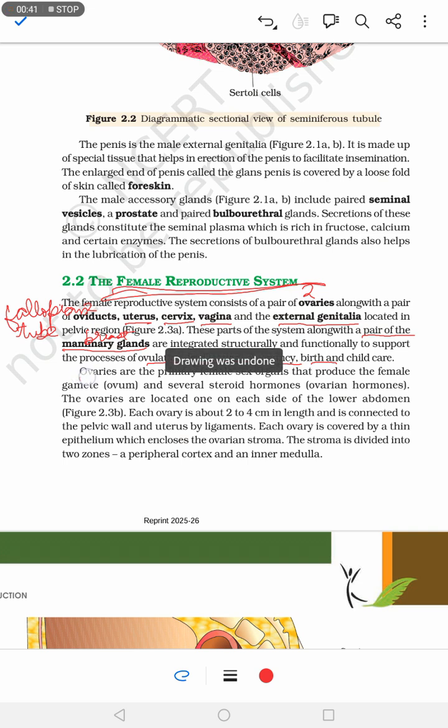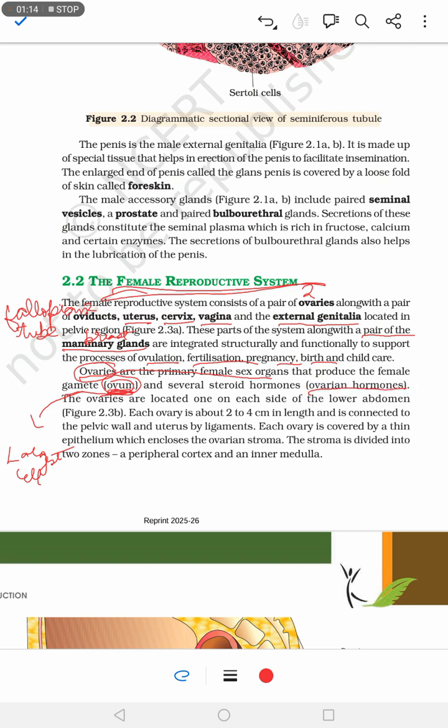Okay, so ovaries are the primary female sex organ that produce the female gamete, that is the ovum. Like in males it is the testis, in females it is the ovaries. Okay, and the gamete in a female is the ovum. Ovum is also the largest cell in the human body. Okay, and there are several steroid hormones that are the ovarian hormones.